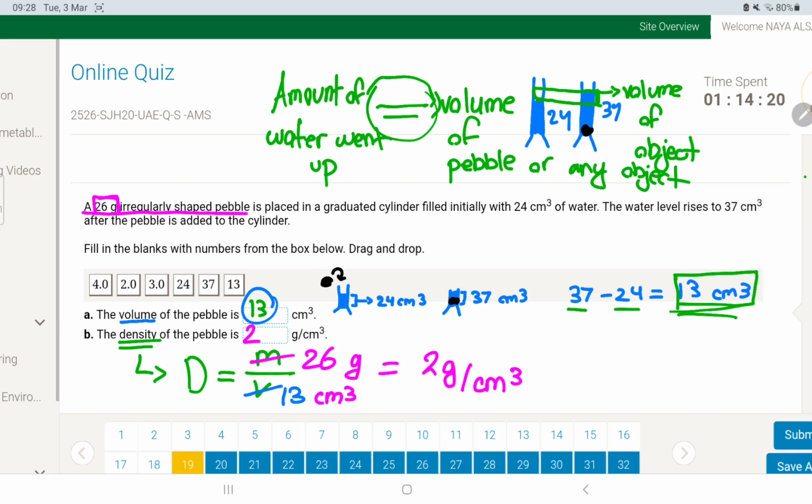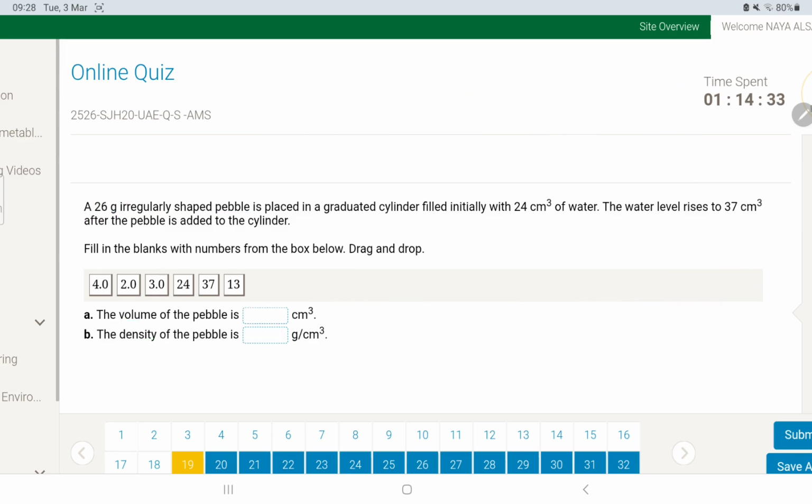Why? Because density is equal to the mass over the volume. The mass in the question here is 26 grams. And here we found the volume to be 13. And 26 over 13 is 2. So let's put the answers. 2.0, here 13, and here's the 2.0.